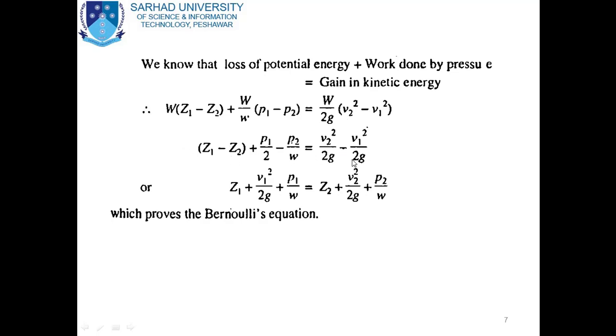Now rearrange this equation, we get Z1 plus V1 square divided by 2G plus P1 divided by omega is equal to Z2 plus V2 square divided by 2G plus P2 divided by omega, and this is the proof of the Bernoulli equation. Also, this is the end of today's lecture.